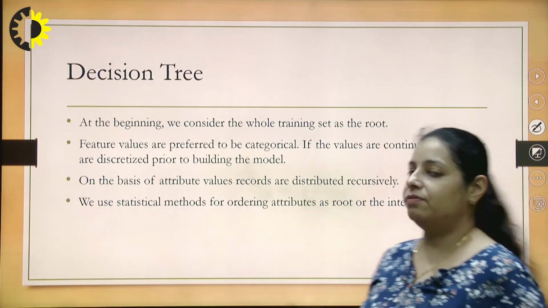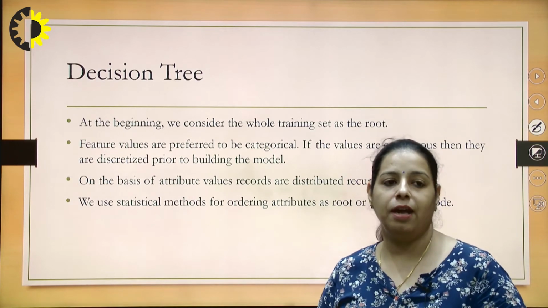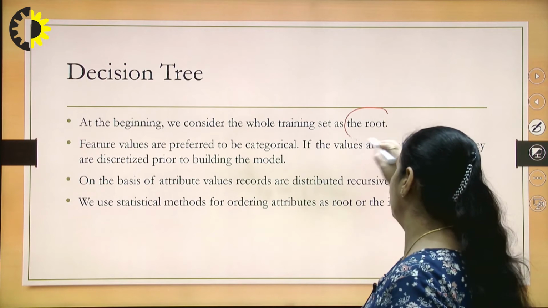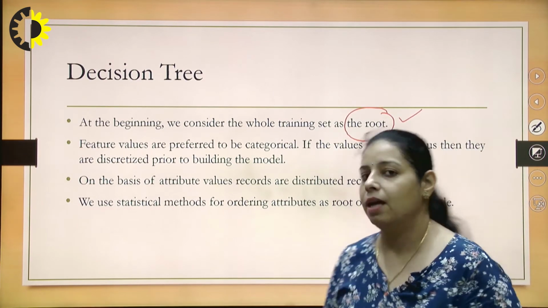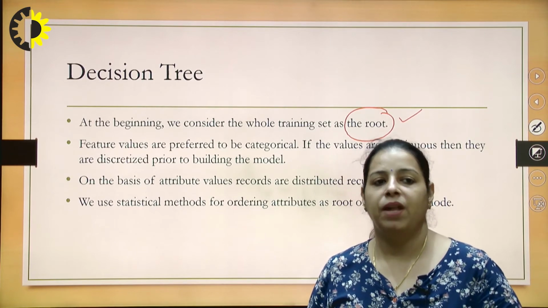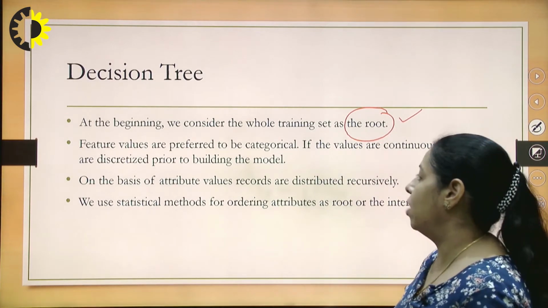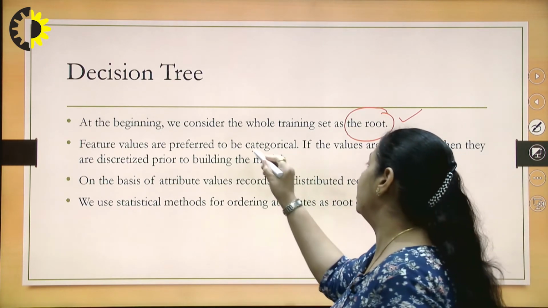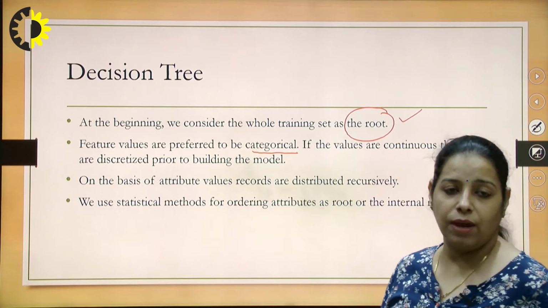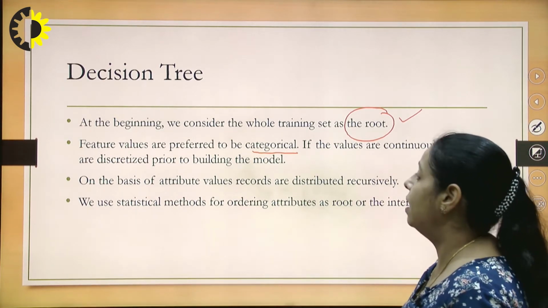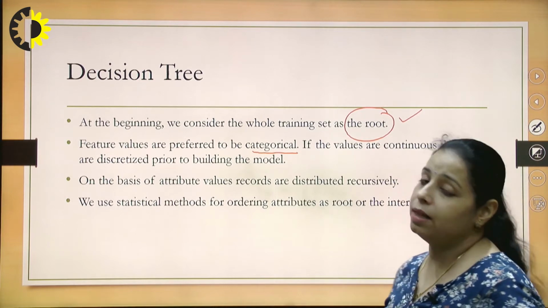If we look at the further explanation of the decision tree, it is actually the beginning. We consider the whole training set as a root. So the very first step says that we have to take the whole data set in the form of a root. The feature values are preferred to be categorical. Whatever attributes, whatever features we give, are in the form of certain categories. That's why they are known as categorical. And if the values are continuous, then they are discretized prior to building the model.